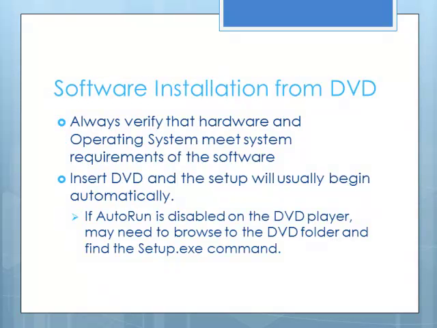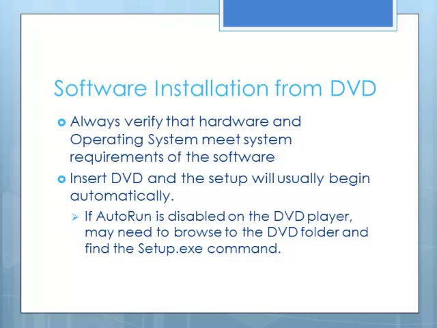So if you're going to install your software from a DVD, you need to first verify that your hardware and your operating system meet the minimum system requirements for that software. That's usually written on the side of the box. You're going to insert your DVD. The startup will usually begin the setup. It'll start through the installation wizard. All of the software for that program will be on that DVD and it will be copied onto your hard disk.